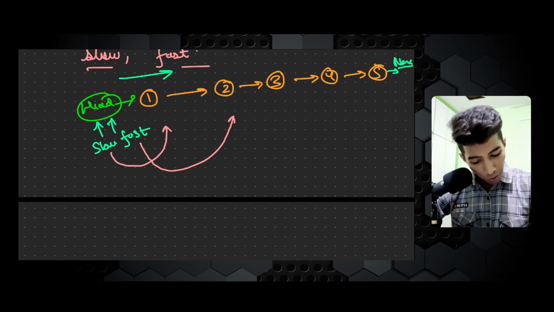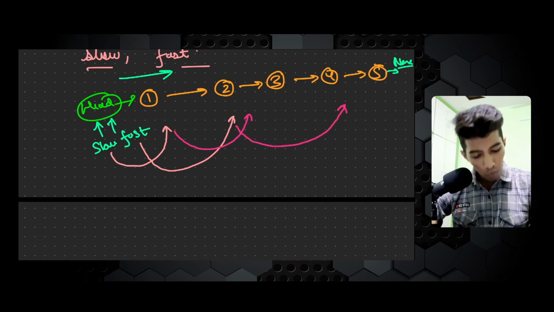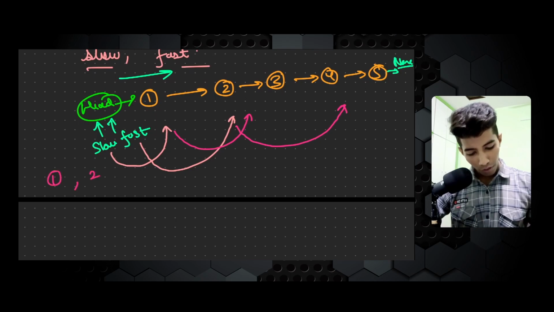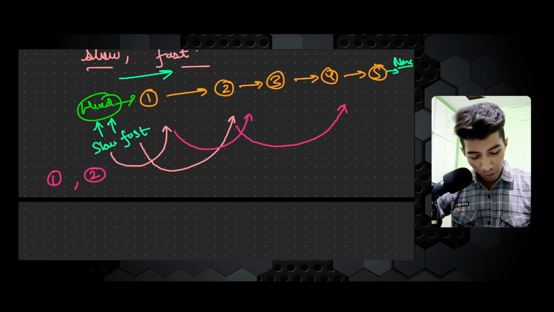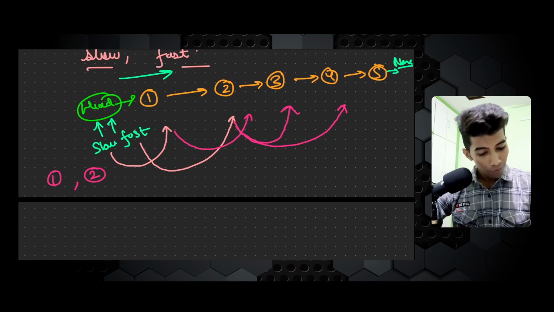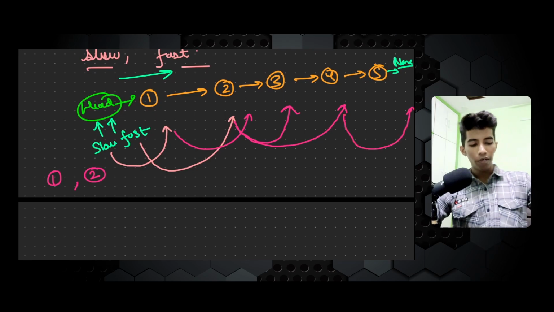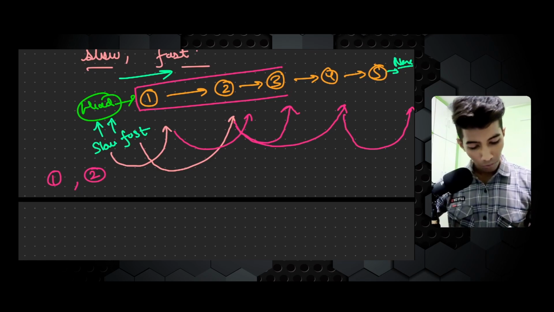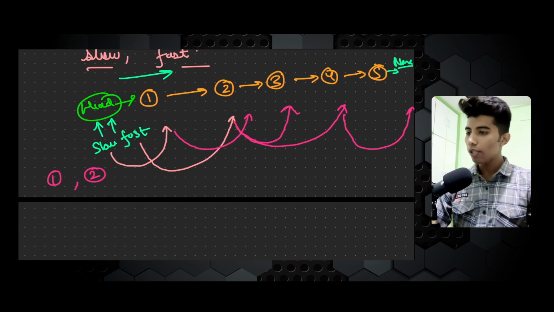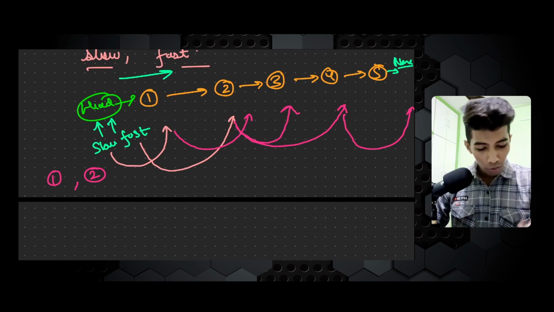When the slow moves to 2, this fast will move to 4. Now let's go again. Now when my slow will move to 3, then the fast will go to the next part. So like this we will reach the middle easily. By using this approach we will meet over here, and then you just have to print from the middle.